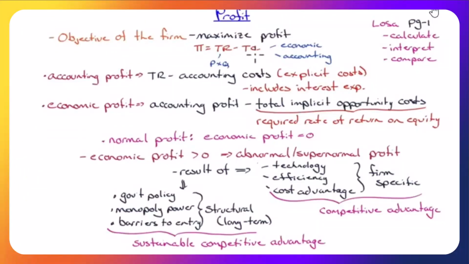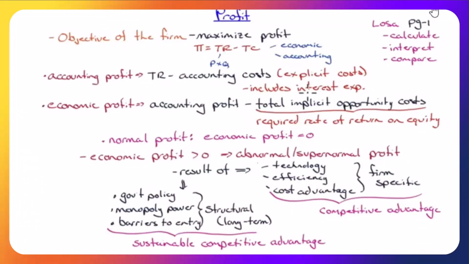And for total costs, it's a little bit different here. We're going to include the economic and the accounting costs. So let's break this down. Let's start with accounting profit. Total revenue minus accounting costs. These are the explicit costs of running a business.